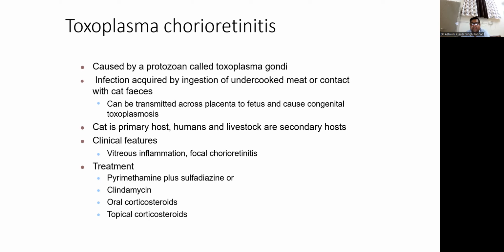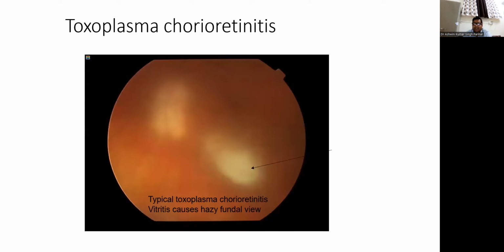We already discussed toxoplasma chorioretinitis caused by Toxoplasma gondii, by eating infected cat feces. Usually the cat is the primary host and humans are the secondary host. It can lead to panuveitis with multiple focal chorioretinitis. It should be treated with immunosuppressants and topical and oral steroids. It should be treated with pyrimethamine with sulfadiazine, which is particular for the treatment of toxoplasma, along with clindamycin. The picture I showed in the last class shows vitritis with the presence of a typical toxoplasma chorioretinitis lesion.